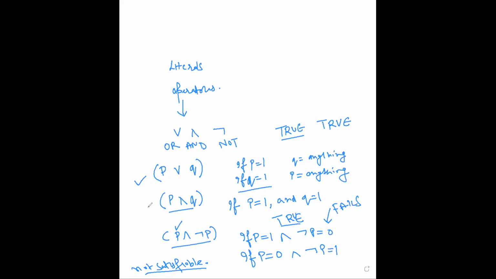For the above two cases, for P equal to 1 or Q equal to 1, I was able to get true. For the other one, if P is equal to 1 and Q is equal to 1, I was able to get true. So what is a CNF? A CNF consists of two things: the literals and the operators. I hope it is clear. And the operators are or, disjunctions, or conjunctions.